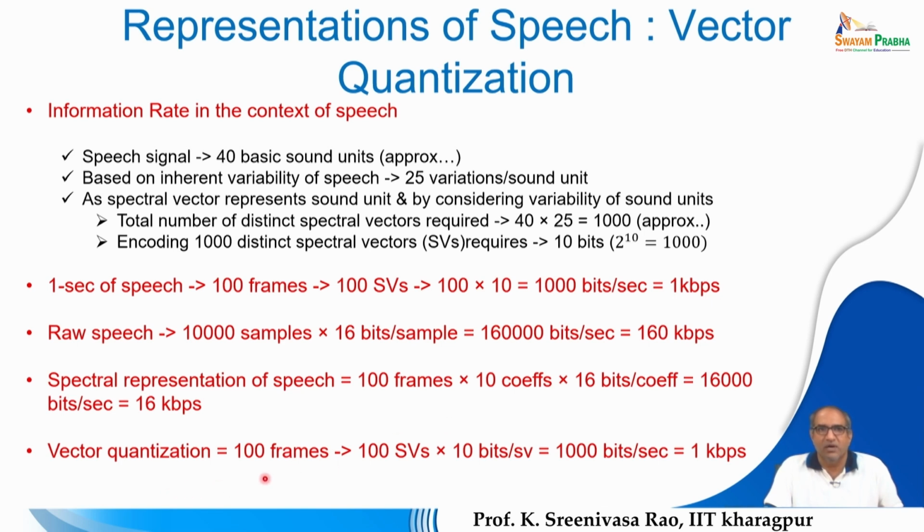So, therefore, with vector quantization, where there are 100 frames, 100 spectral vectors, each spectral vector is represented by 10 bits. So, that leads to 1 kbps, right. So, by using the concept of vector quantization, we can represent the speech in a very compact way, and these 1000 spectral vectors are representatives of the speech vectors, or the references of the speech vectors. That means whatever the spectral vector will be, it will be represented by one of these 1000 spectral vectors.